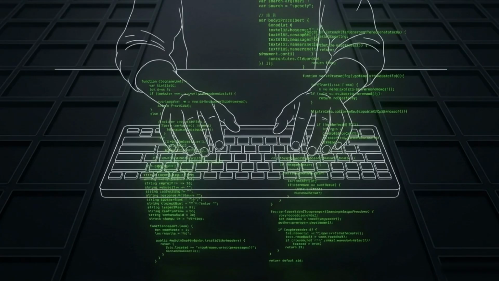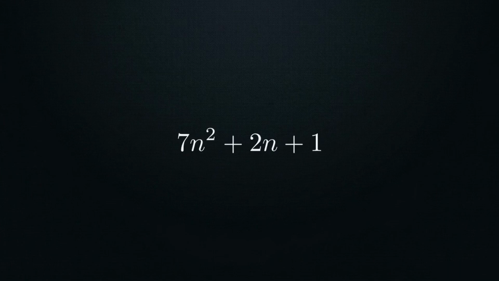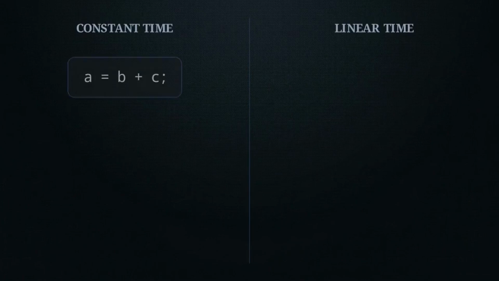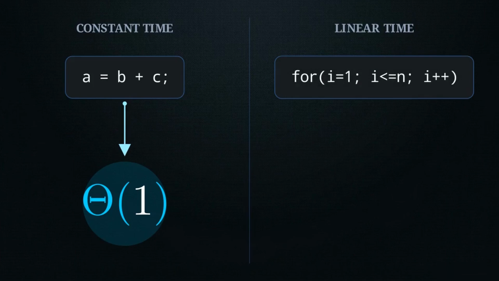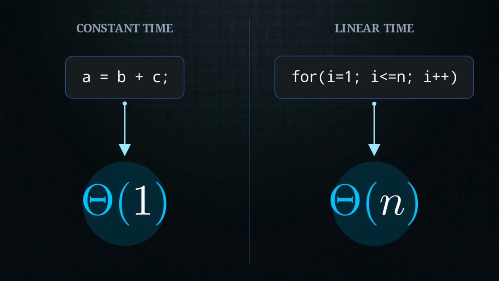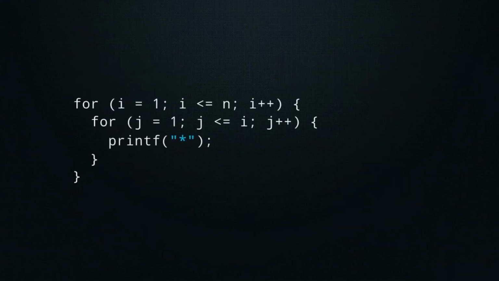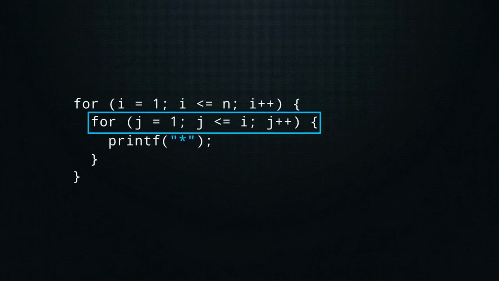While inequalities are useful for proofs, analyzing complex code requires a faster approach. To find the theta bound quickly, we follow 3 steps: remove the constants, keep the highest power, and ignore all lower-order terms. Under these rules, simple operations translate to theta of 1, while a single loop over n items becomes theta of n. We can apply this to more complex code, like this nested triangular loop, where the inner loop's range increases with each iteration.